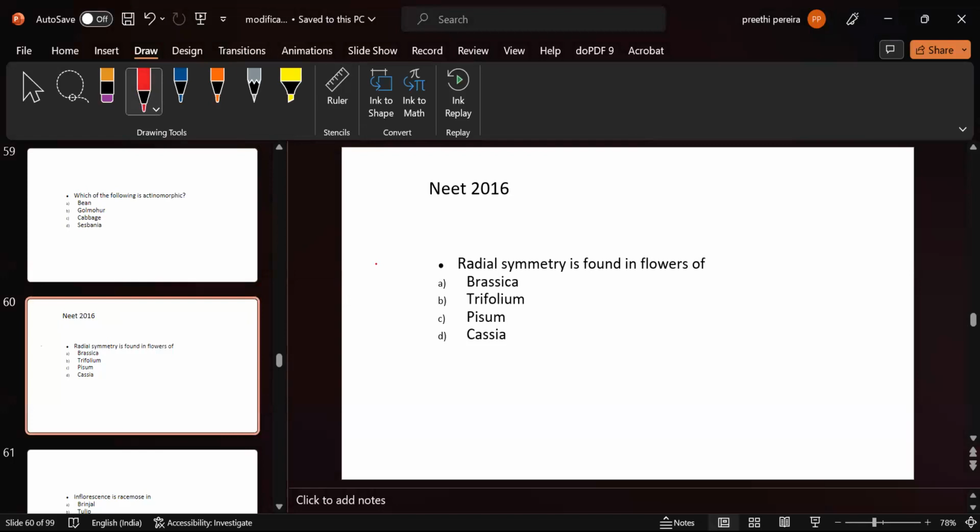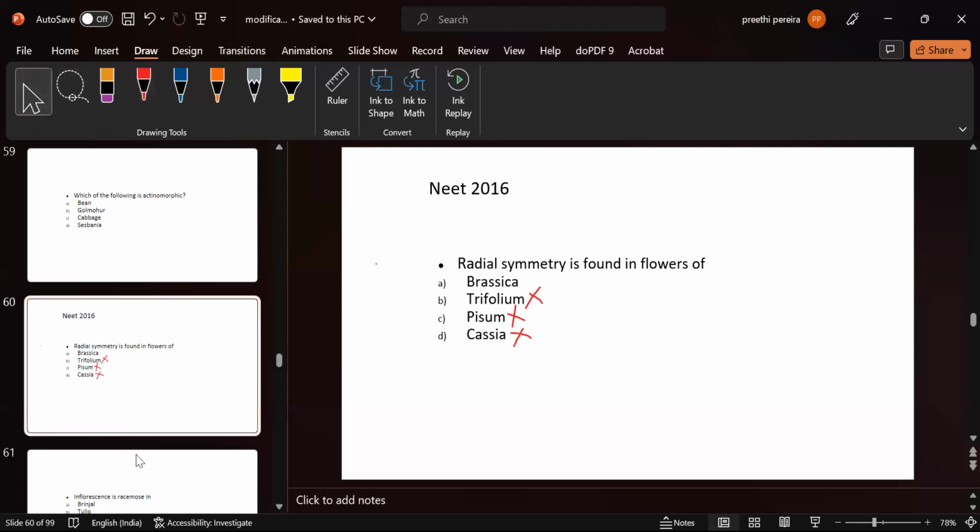Okay. So radial symmetry is found in Brassica. Brassica is an example for the Brassicaceae family, mustard. Trifolium, you have not come across this plant, so you can remove it. Pisum is P, so even that doesn't belong. Even Cassia is a type of Fabaceae. Even that doesn't come. So Brassicaceae is the right answer.